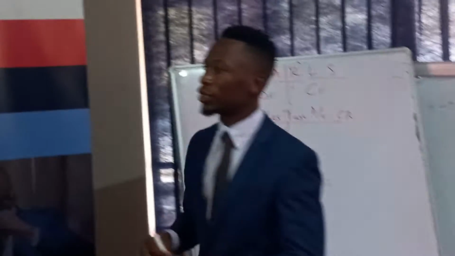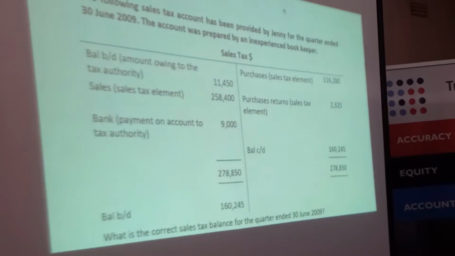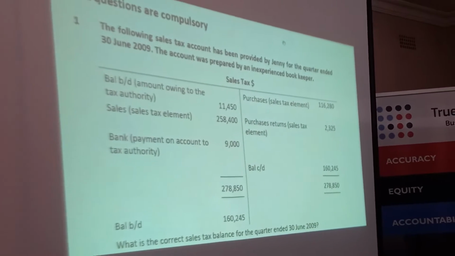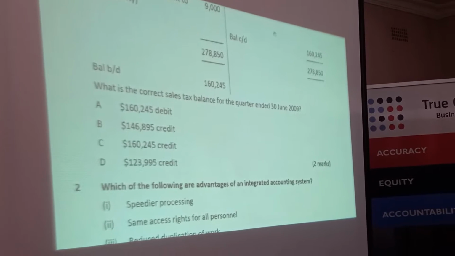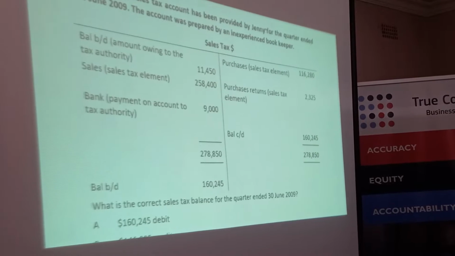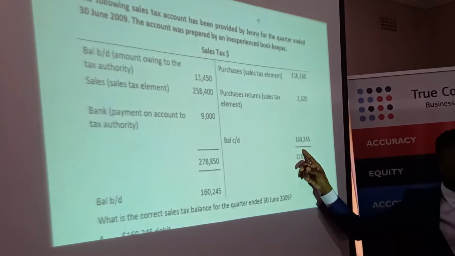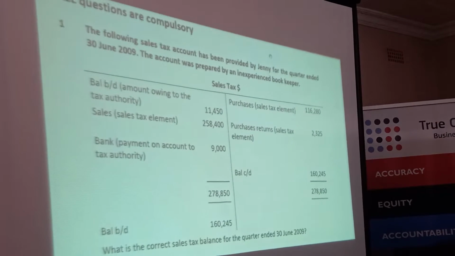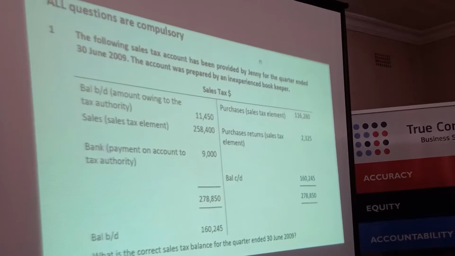CRDR. Looking at the question, the trainee got 162.45. What are you required to do? They are saying what is the correct sales tax balance for the quarter ended. Since the bookkeeper has been making errors, this balance is not correct. We want to calculate our own closing balance. You follow, right? Because the bookkeeper made errors.